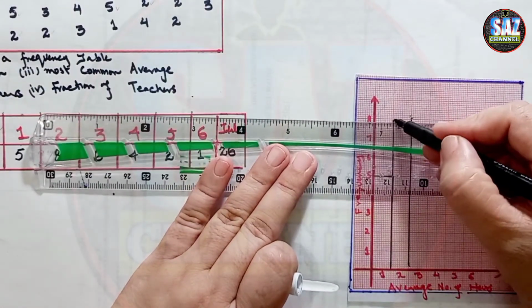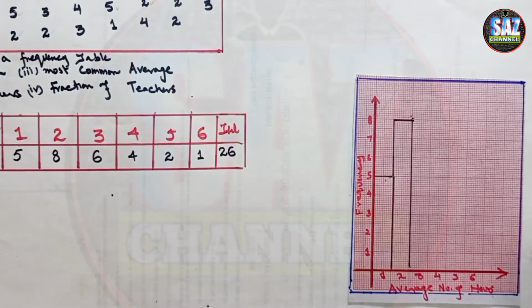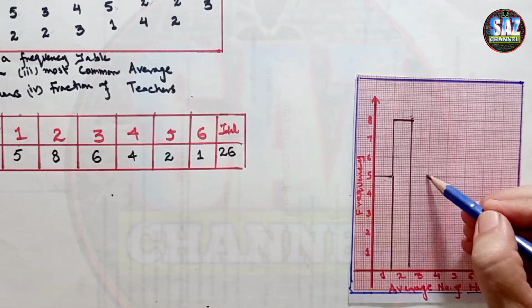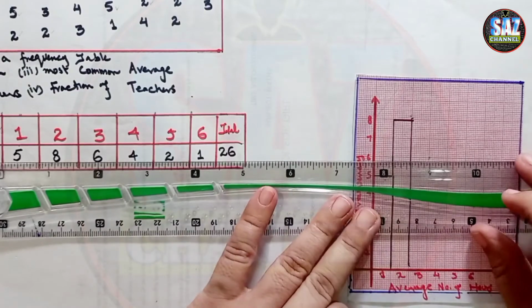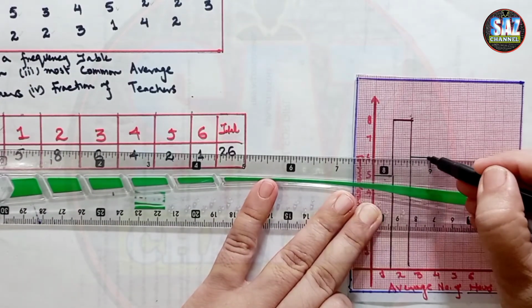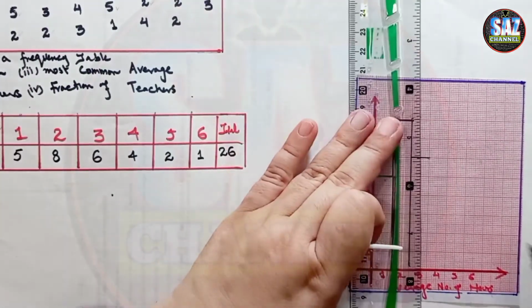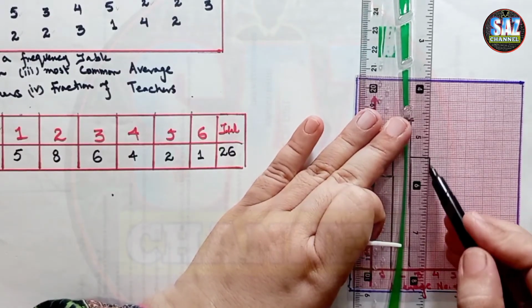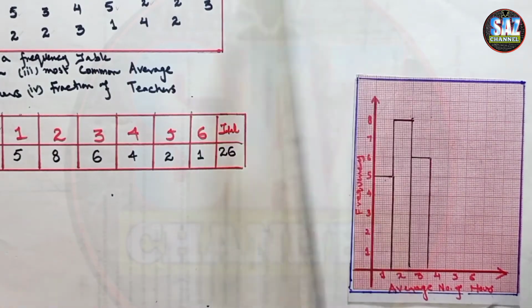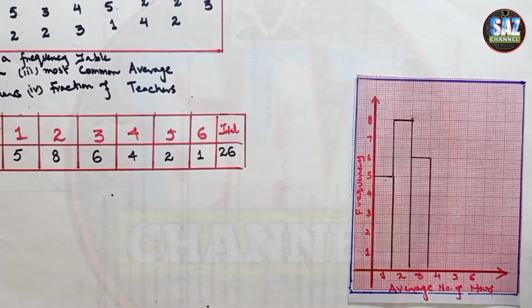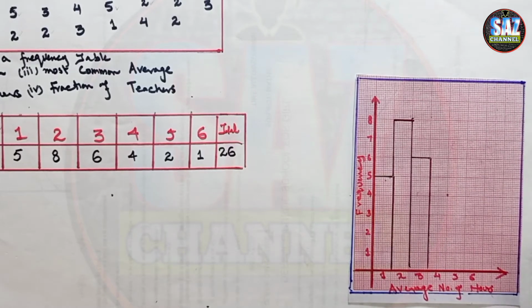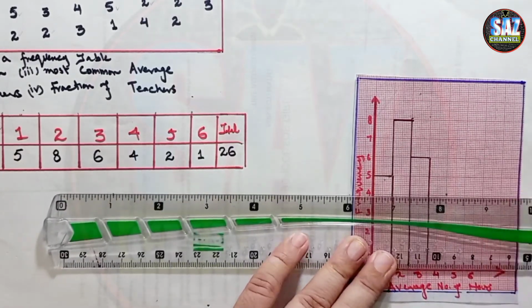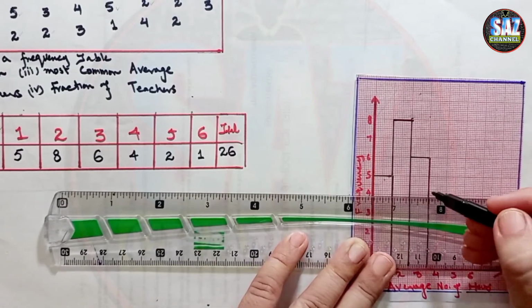Along 2 we are having the height of the rectangle 8, then 3 with 6. At 3 we have 6, so 6 is one block up. First mark the point and then complete the rectangle. Then 4 with 4, the point will be coming right in front of 4.